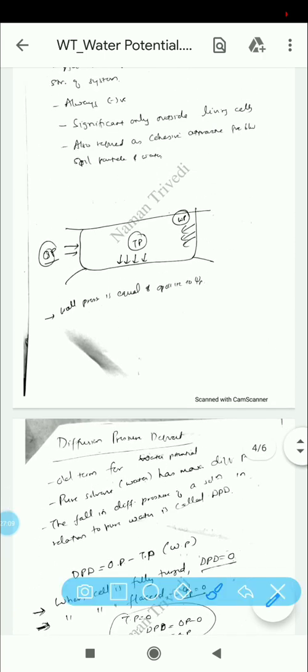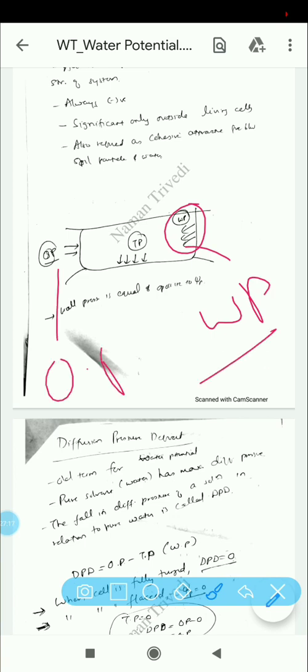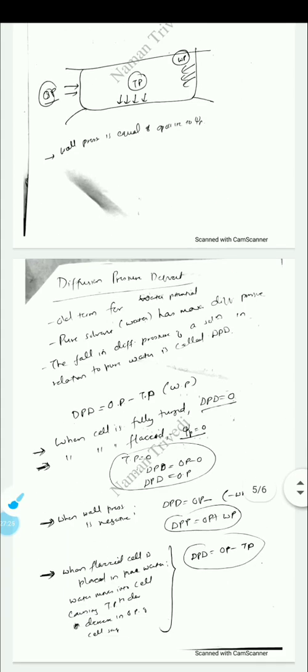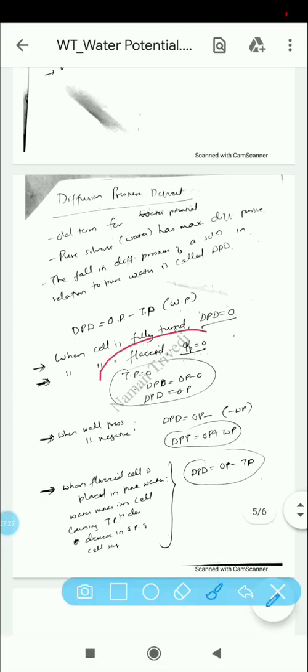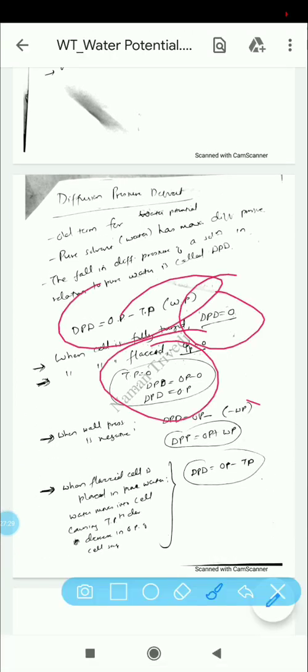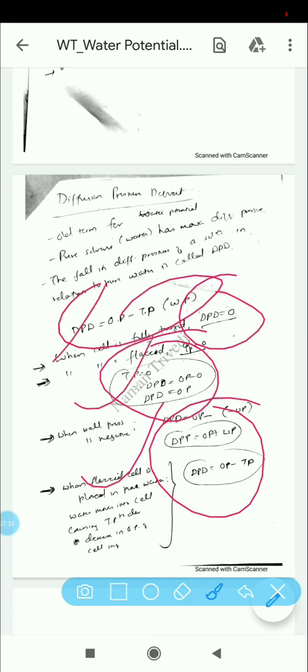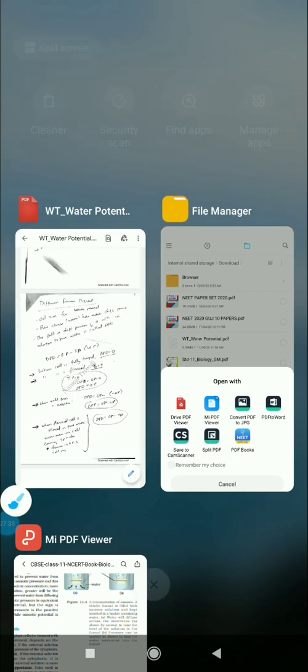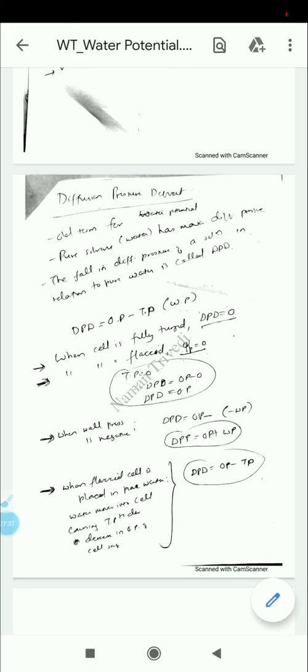Also, DPD is the same term which we use for water potential. You should know the wall pressure is exerted by the wall, it is the WP. Osmotic pressure is because of the osmotic entry of water, and TP is because of the water which has entered inside the cell. These are always equal and opposite. So we always consider these conditions which I explained yesterday. Go through these calculations and try to solve some questions. It is very much important.